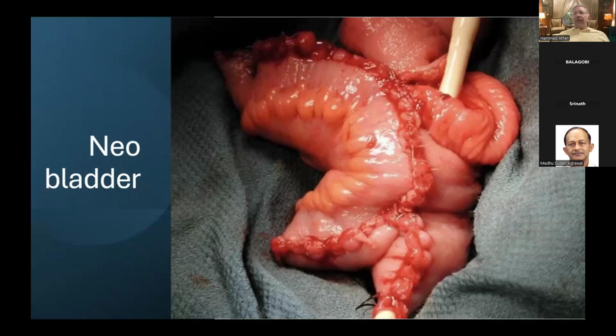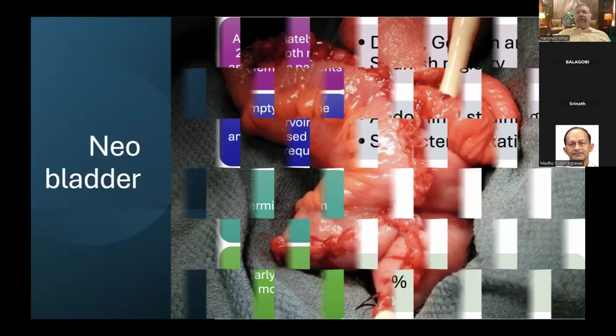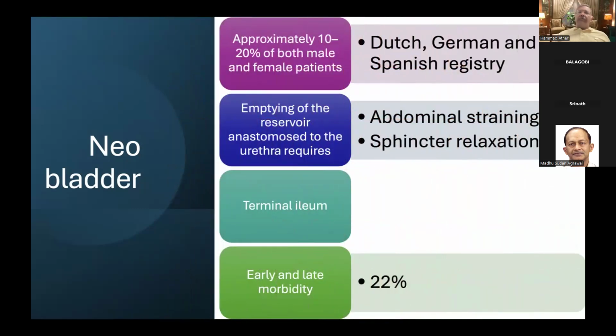Move on to the next type of diversion, which is an orthotopic new bladder. I'm not going to talk about the continent cutaneous diversion. Indiana pouch is a classical example. If you look at the Dutch, German, Spanish registry, between 10 and 20% of patients undergo an orthotopic new bladder, both for males and females.